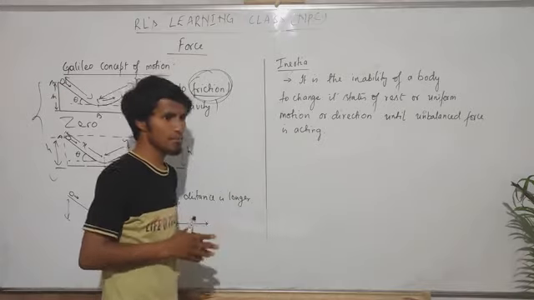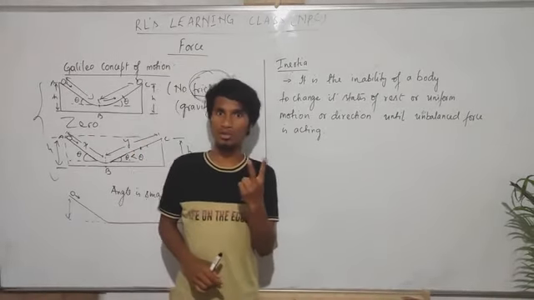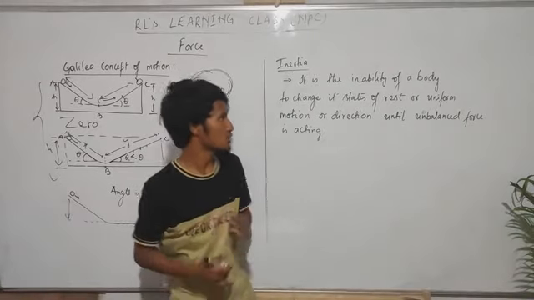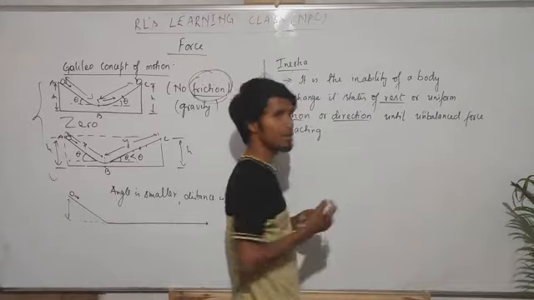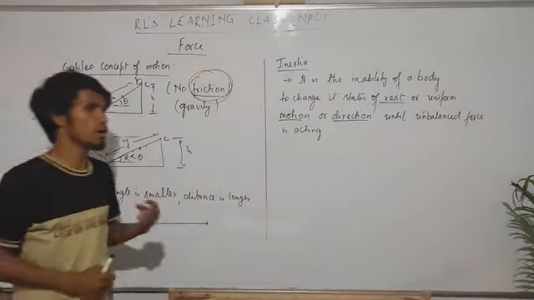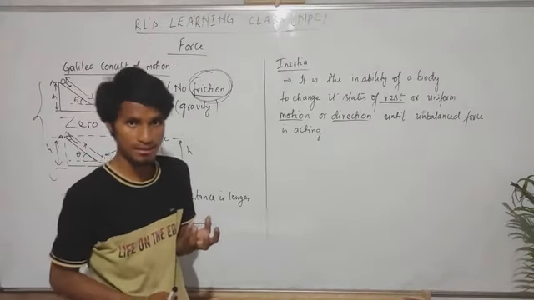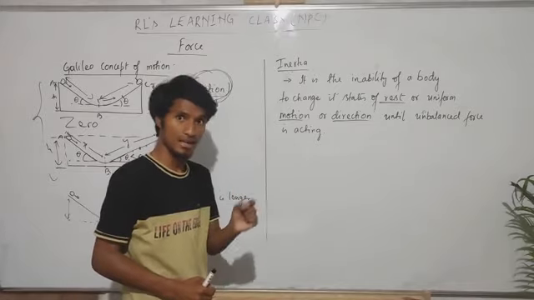Then there are three types of inertia. Number one, inertia of rest, number two, inertia of motion, and number three, inertia of direction. Okay, what is inertia of rest? It is the inability of a body to change its state of rest. That is inertia of rest.